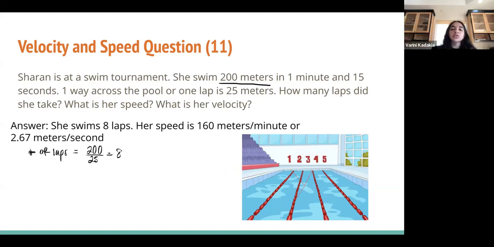Oh, I'm dividing by 25 because I know she swims 200 meters, right? And we need to find out how many laps she swam, and we're given that one lap is 25 meters. So if she swims a total of 200 meters and each lap is 25 meters, you just need to figure out how many 25s fit in 200. Does that make sense?